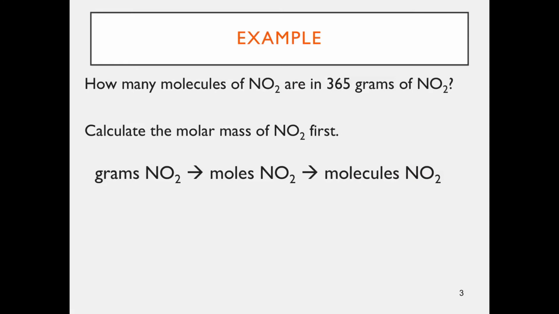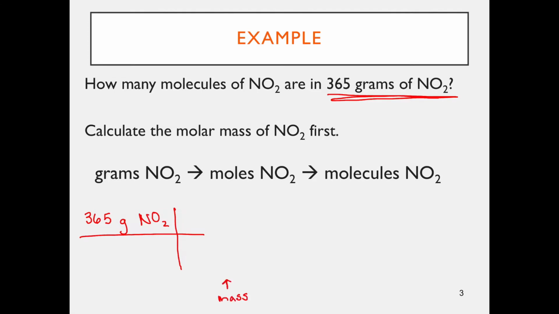So here's an example of how we might use this. This says how many molecules of nitrogen dioxide are in 365 grams of nitrogen dioxide. Since we're starting with mass at the beginning of our train track, the beginning of our dimensional analysis, we start with 365 grams of nitrogen dioxide. And we know that grams has to cancel grams, so we're going to need some kind of a mass down here. If this was an element, we would just go look for the mass on the periodic table. But this is a compound, so we need to find the molar mass. We would do the whole thing just like we would before.